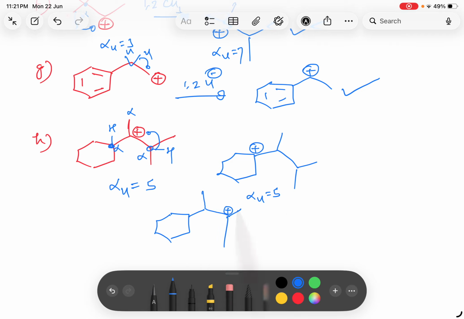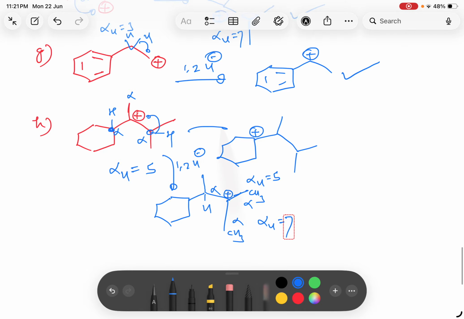This one. So here the number of alpha H increases. Why? This is CH3, this is CH3, this is 1. So alpha, alpha, alpha, 3, 3, 6, 7 alpha H. So this would be the correct rearranged form. This is called a 1,2 hydride shift. So this rearrangement would not be possible. The bottom one is the correct one.